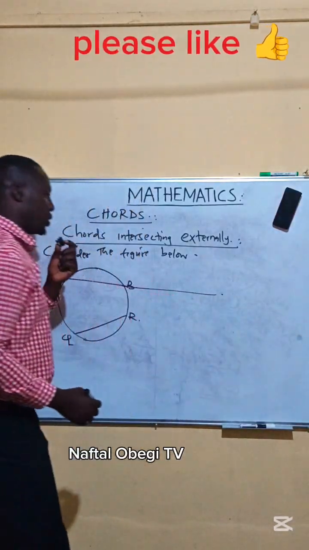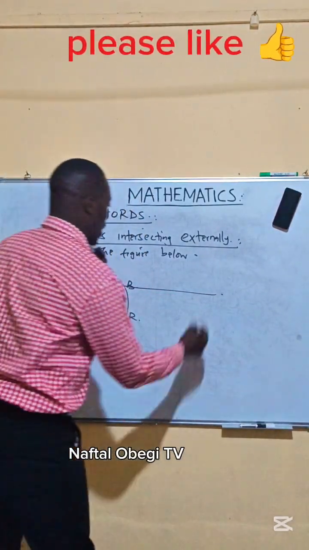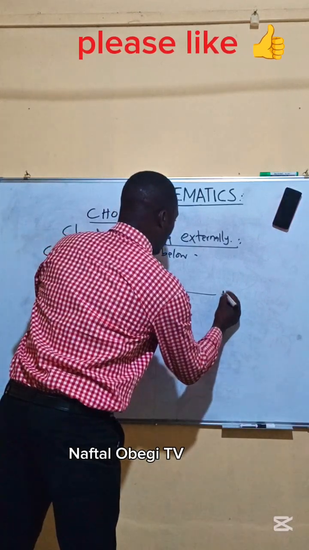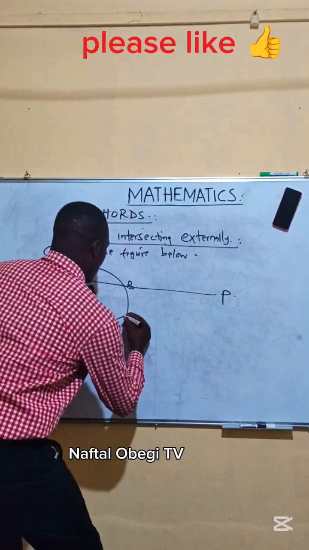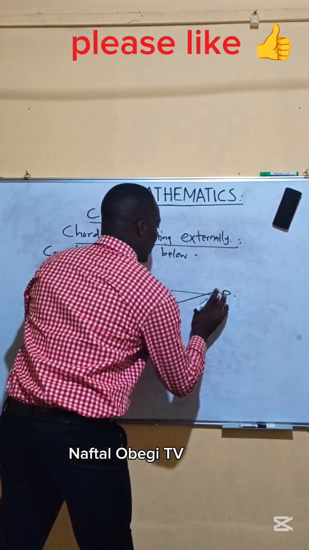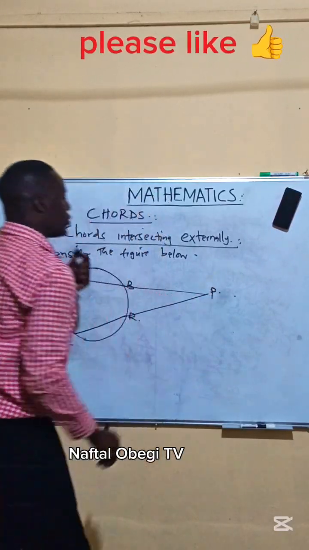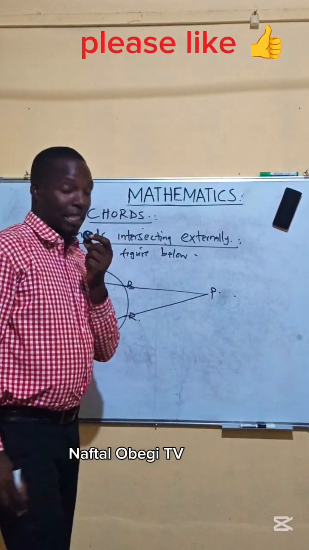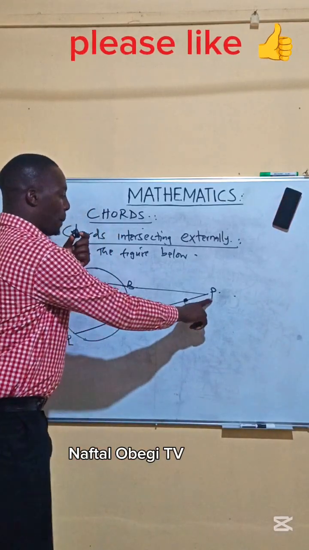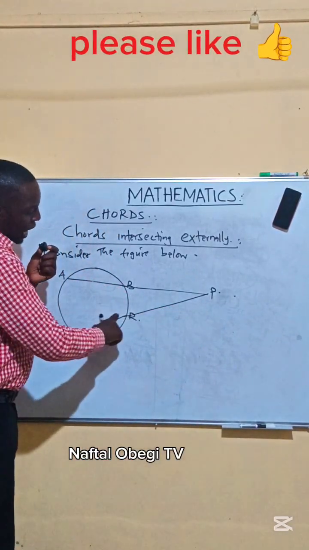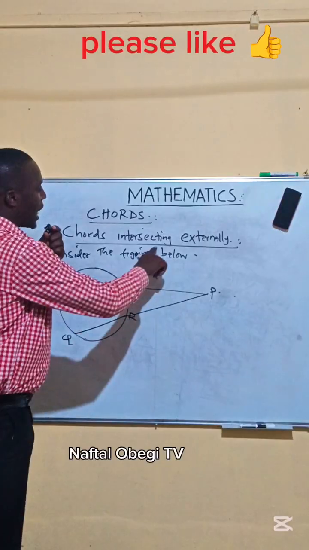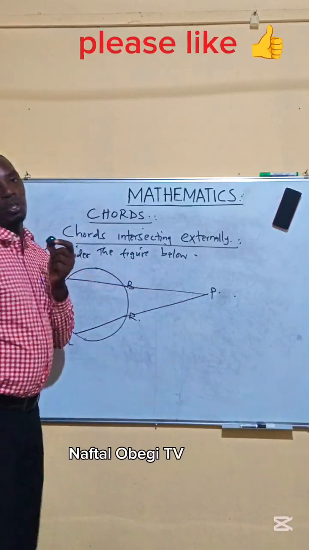I've produced it here to maybe a point P. And let me produce this one here. They have met. The two chords have met at the point P outside the circle at an external position.